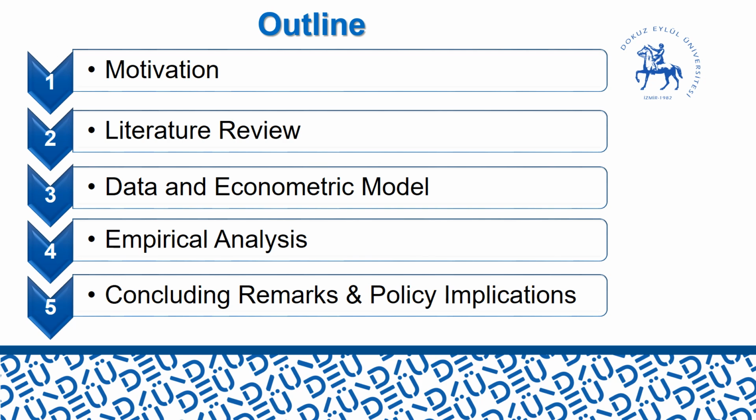My presentation consists of five main parts. The first part includes the motivation section. In the second part, I have focused on the literature reviews. In the third part, I will detail information about the dataset and econometric model. In the fourth part, the empirical findings are discussed, and the final part presents the conclusion of the study along with possible policy recommendations.